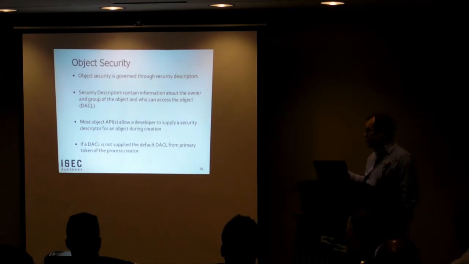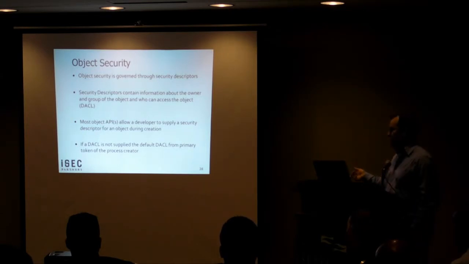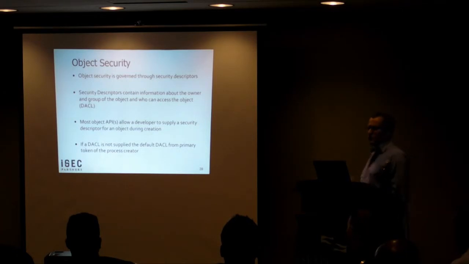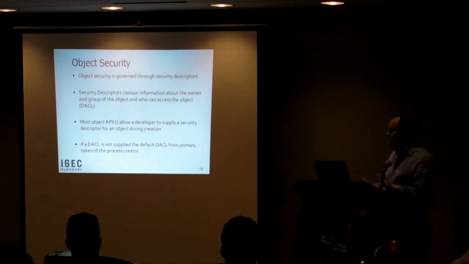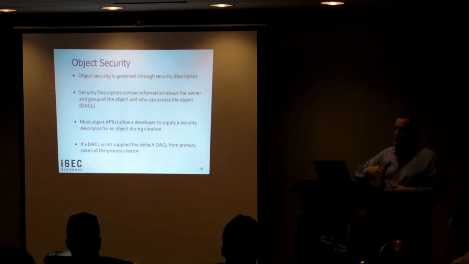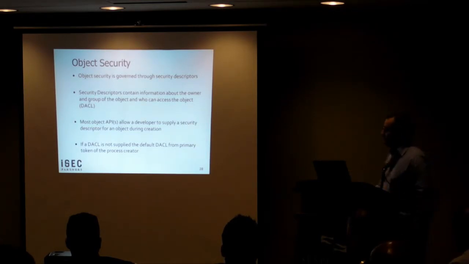If you don't supply one, then the DACL is taken from the primary token of the process owner. So what's called your default DACL, which on modern operating systems, at least modern NT, is administrator, system, and the owner of that process. So if it's administrator, you're usually pretty safe for most parts. You get back into XP and some other systems, things change, right?